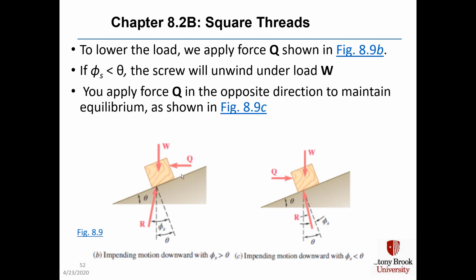You apply force Q in the opposite direction to maintain equilibrium in the case where phi sub s is less than theta, which is no different with your jack screw than having to hold on to the handle and keep it from rotating the other way if you really had minimal friction in the screw threads.